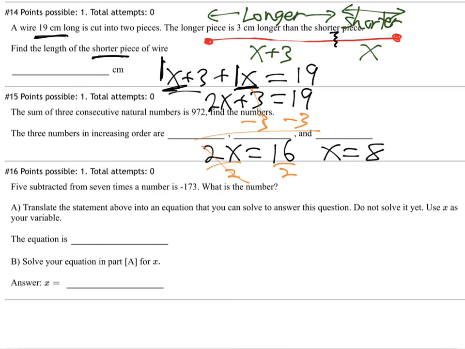Now, careful. They're asking for the shorter piece. Is that x? The shorter piece is x. So it's 8. It is 8. Oh. In this case, it is, huh? Yeah. Right? The shorter is just x. If they'd asked for the longer, that'd be the 11. But they asked for the shorter on that. You good there?